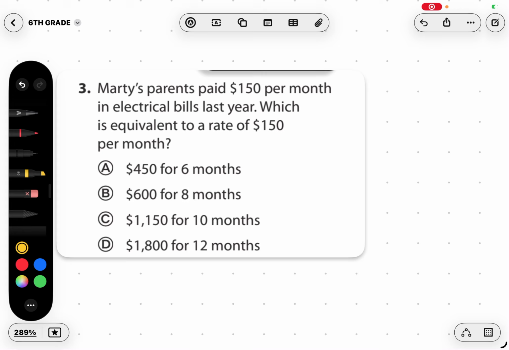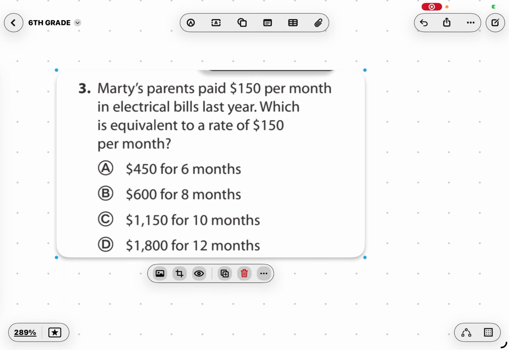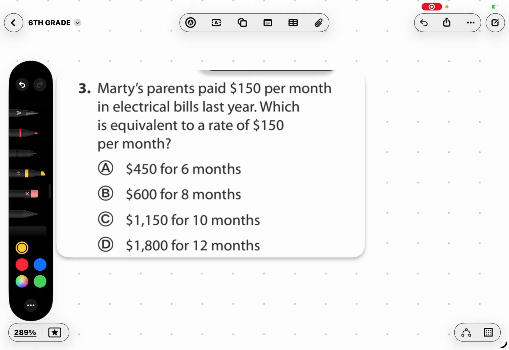Marty's parents paid $150 per month in electrical bills last year, which is equivalent to a rate of $150 per month. So once again, let's go ahead and set up our proportion, our unit rate based on what they gave us. It says right here, equivalent to a rate of 150 per month. They also said it right here. So when we write that out, that's $150 on top. Per month is 1 month.